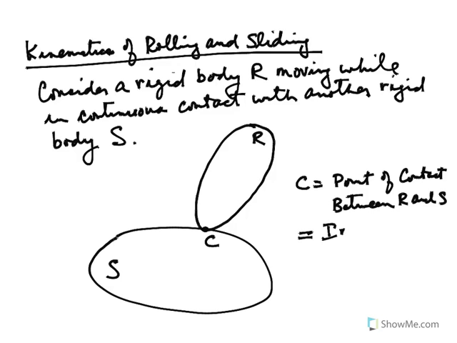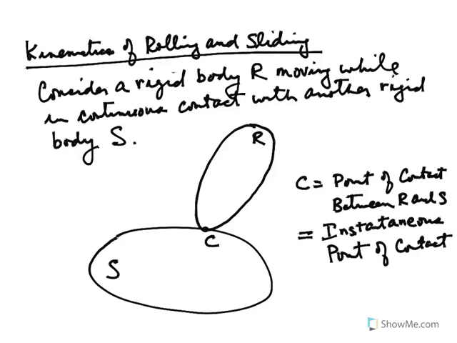Now what's really important about this is that this is also what's called the instantaneous point of contact. What I mean by the instantaneous point of contact is that the point of contact may actually change as time evolves. In other words, the point on R which is in contact with S at one instant of time may not be the same point on R that's in contact with even the same point on S at a different point in time. As time evolves, that point of contact is going to change.